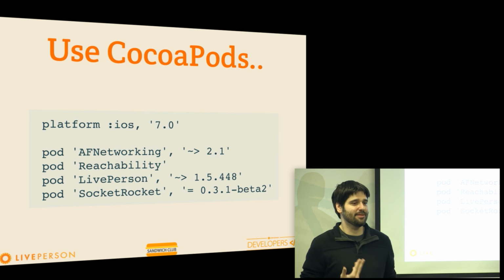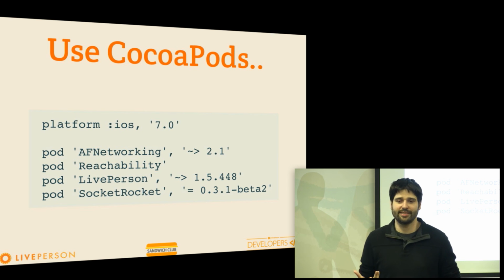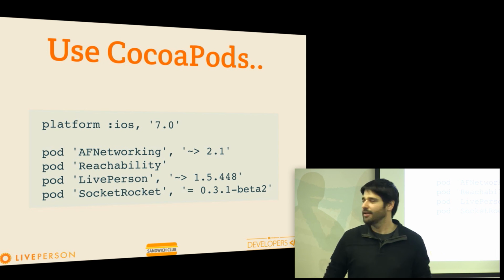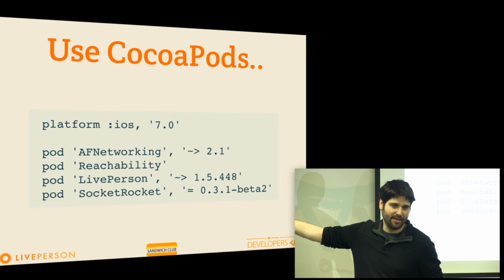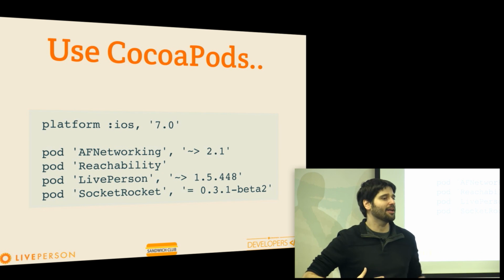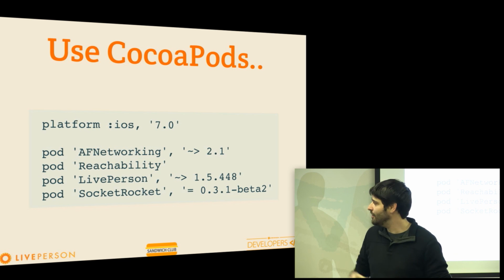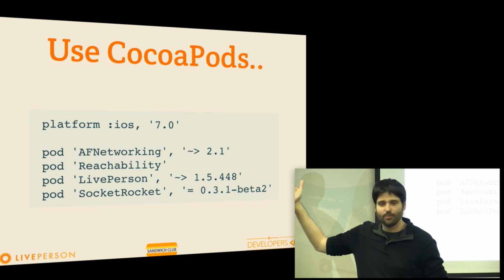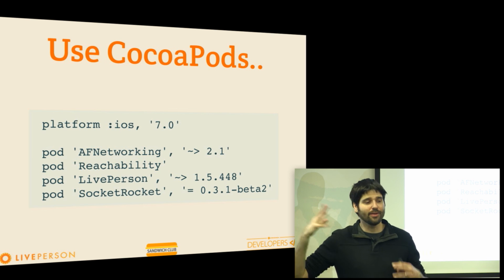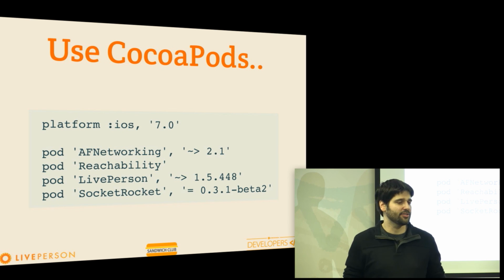And I feel pretty much the same, because it's become such an industry standard and it's so comfortable that you have to support it. So you see, this is a pod file. This is the file where you define which dependencies you're automatically going to integrate into your app. So it's just pod LivePerson version 1.5.448, boom. That does everything. That integrates all the related frameworks that we need for the application.